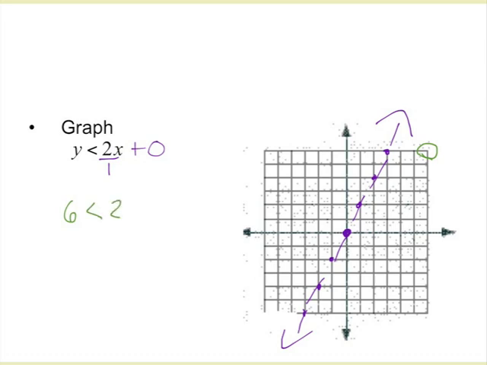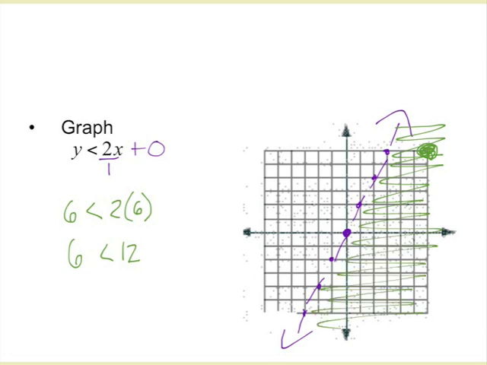and I plug them in. 6 for x, 6 for y. I decide if this is true. 6 is less than 12. Is that true? Yes. So then that means that this point is supposed to be a solution, which means everything on that side is in fact a solution.